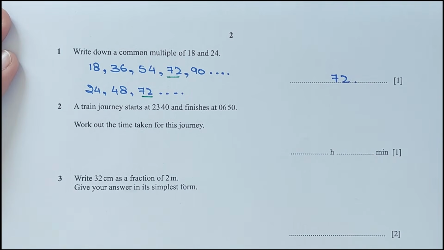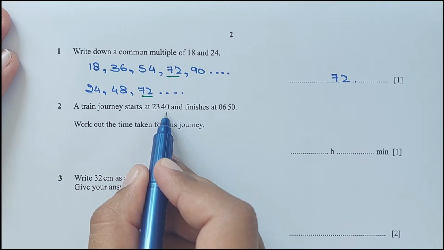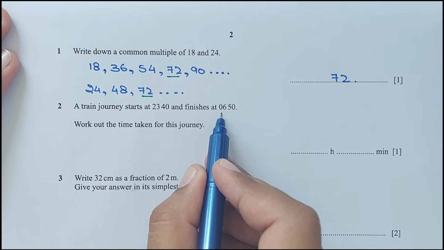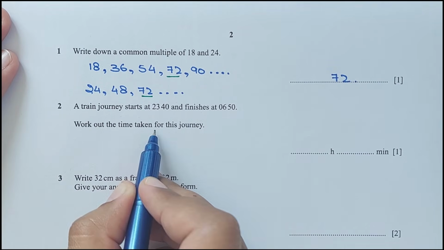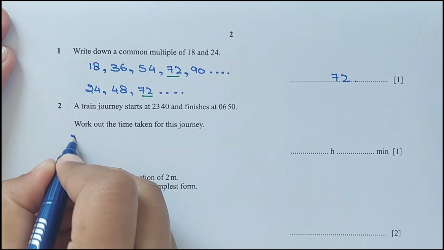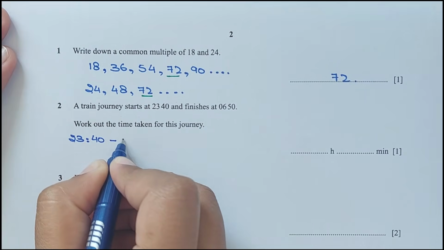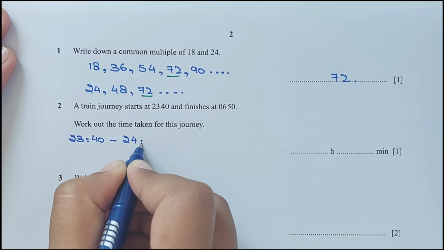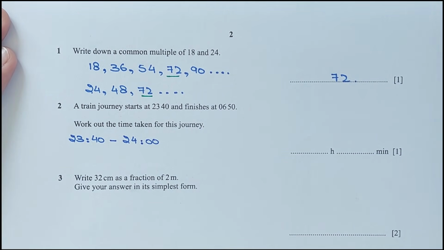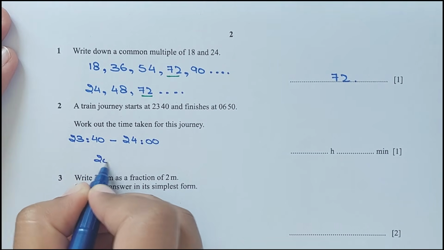All right. Question number 2, a train journey starts at 23:40 and finishes at 6:50. Work out the time taken for this journey. Okay, consider 23:40 to 24:00. How many minutes do we have? We have 40, 50, 60, so 20 minutes here.